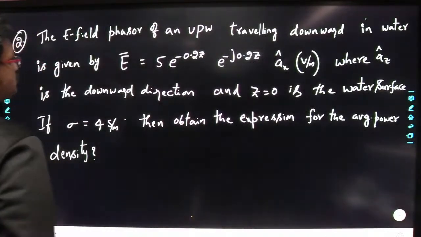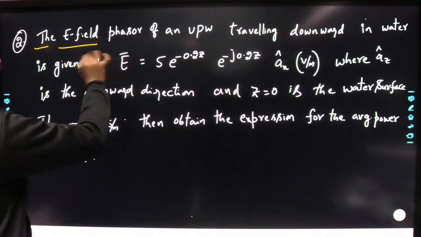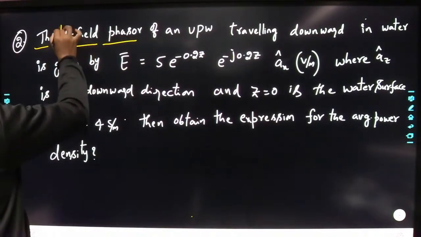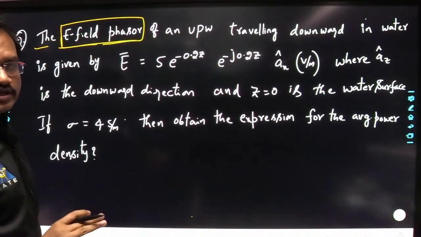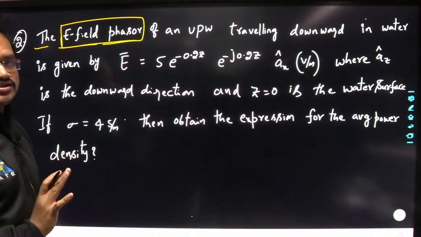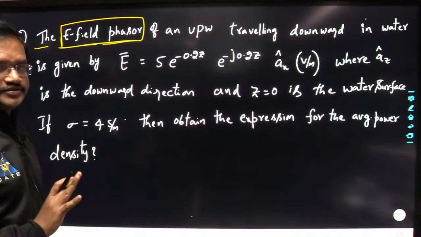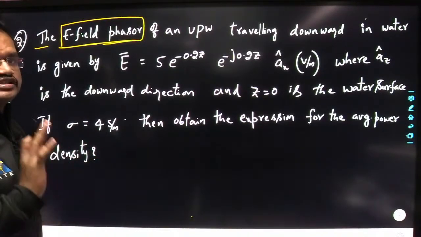So let us see what is the question they are asking here: the electric field phasor. I have already told what we mean by the electric field phasor. Phasor form means they will give only the spatial variations. So if they have given only spatial variation, you have to understand that it is phasor form.